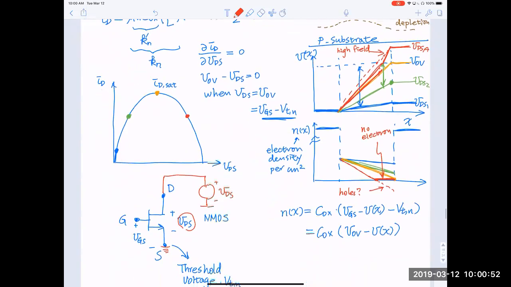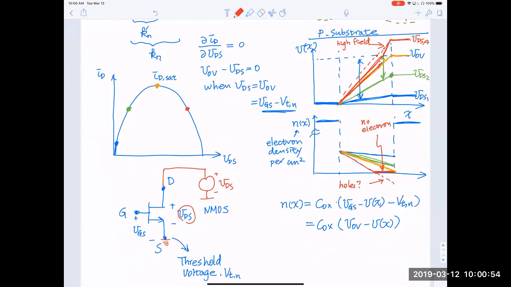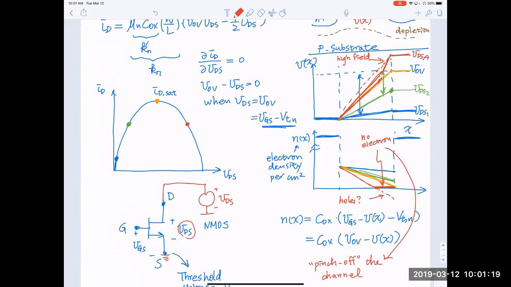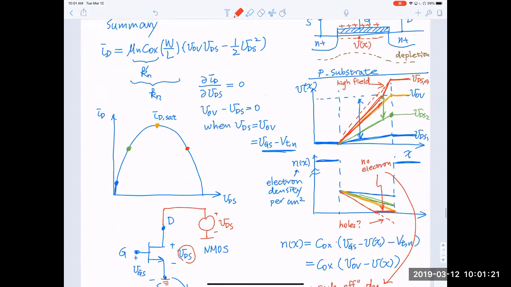So we have essentially in this area, we so-called pinched off the channel. If you think of the channel as a water pipe, this is the time we actually fully pinch it off. There's no electrons there anymore. Is there still current flowing? Yes, there is still current flowing.